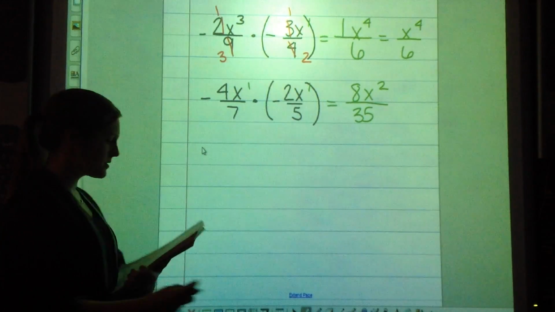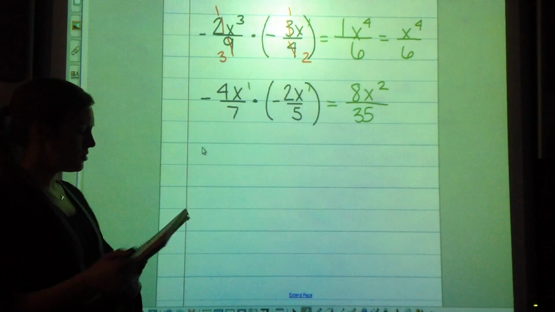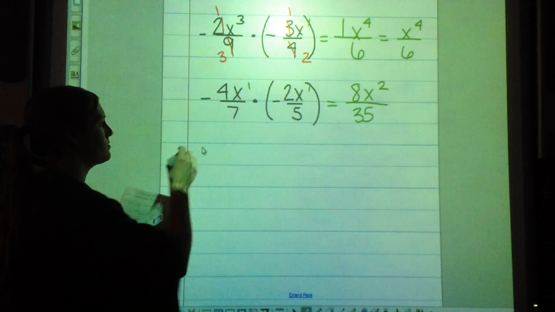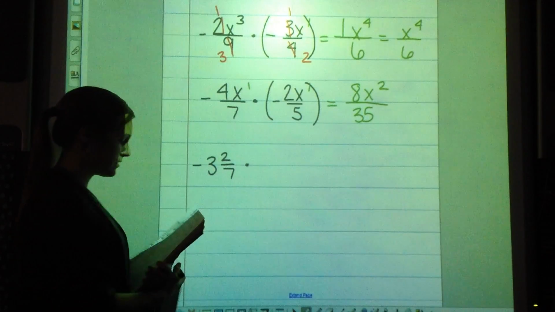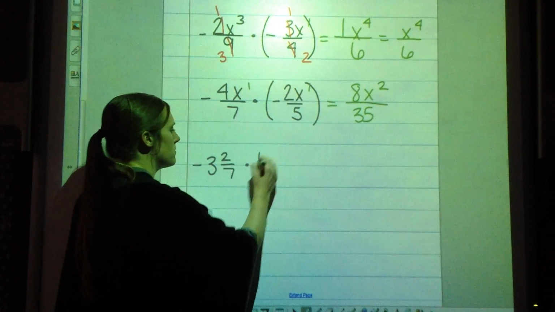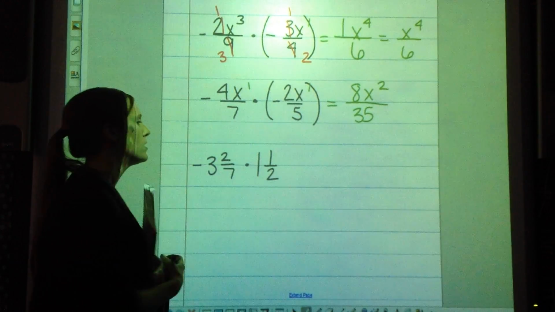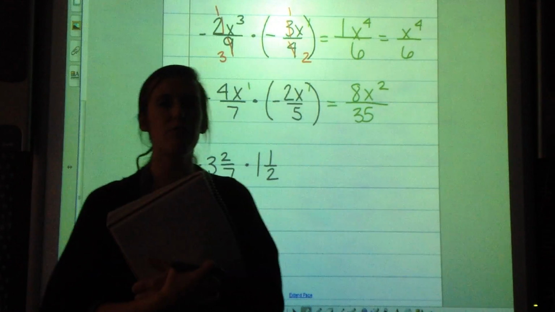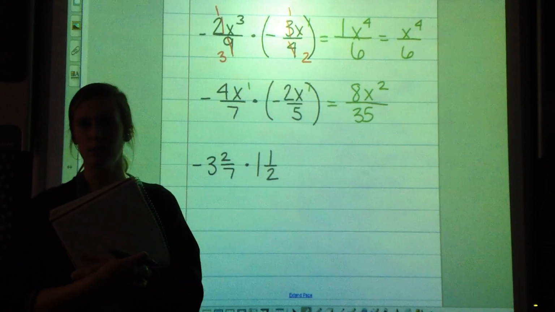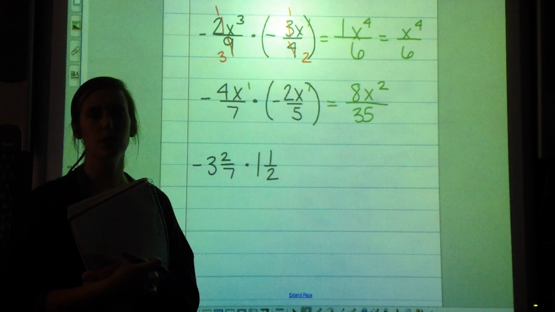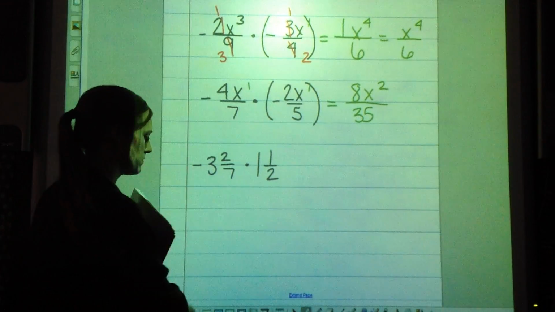Let's try some mixed numbers. Negative 3 and 2 sevenths times 1 and 1/2. The downfall to doing multiplication is that you cannot multiply with mixed numbers. You have to turn them to improper fractions first.